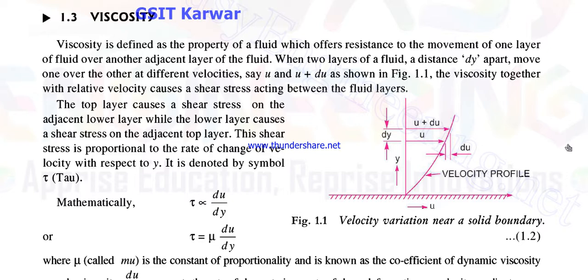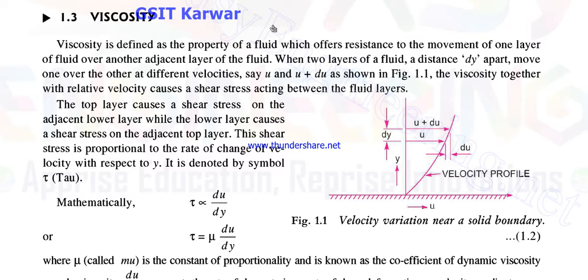Viscosity means what? In fluid mechanics subject, what is the meaning for viscosity? Yes, viscosity is defined as the property of fluid which offers resistance to the movement of one layer of fluid over another adjacent layer of the fluid. It is so simple.